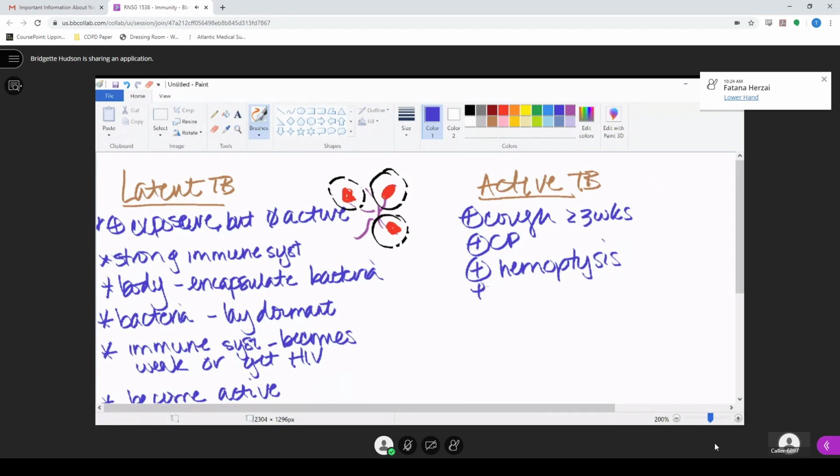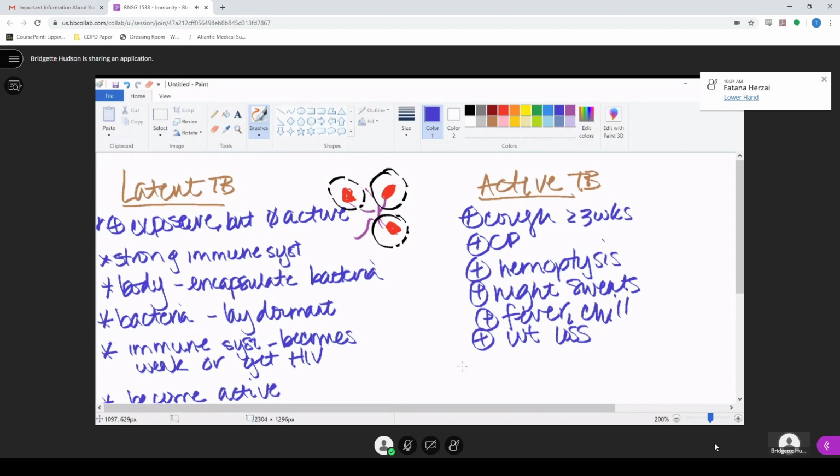Night sweats. Fever. Weight loss that they weren't intending to do. Fever, chills. Let me just put that here. So these are all signs and symptoms. They could have pain with coughing or breathing.